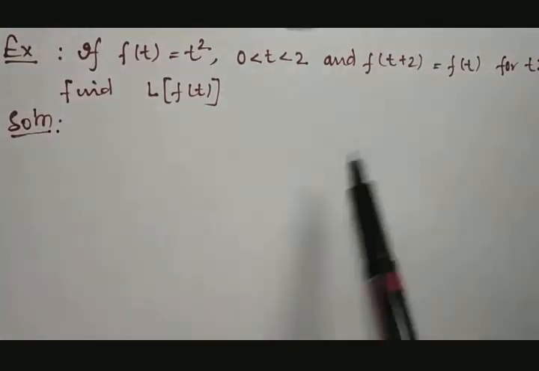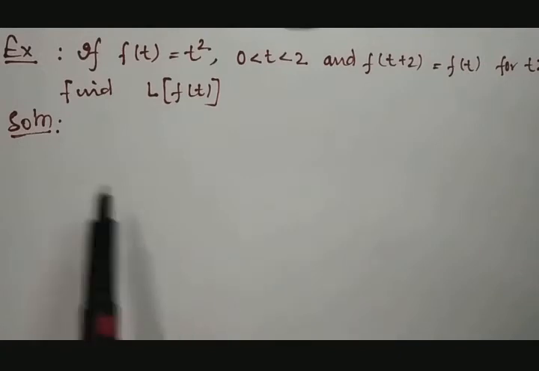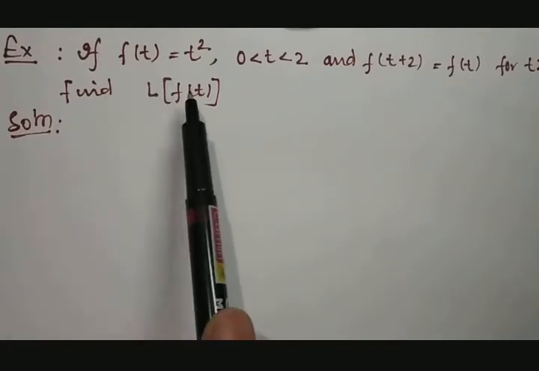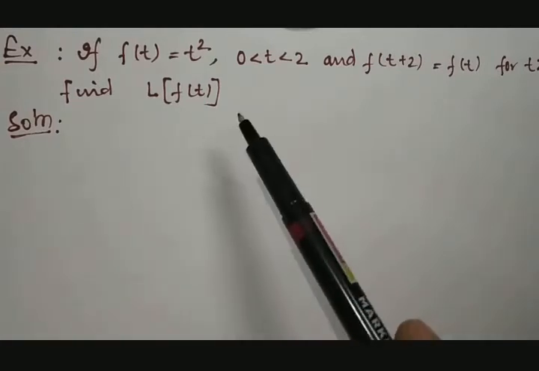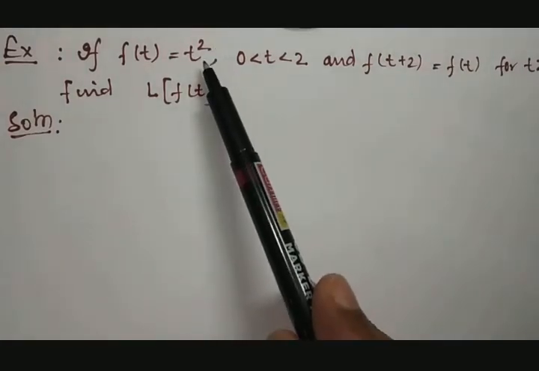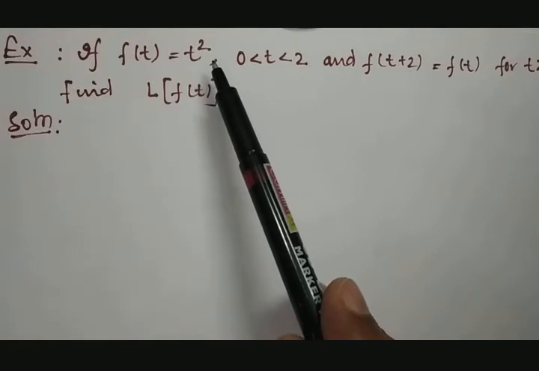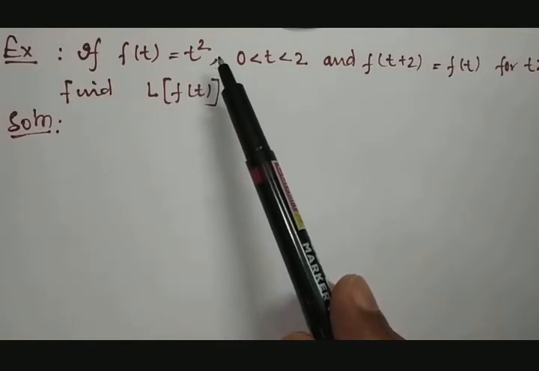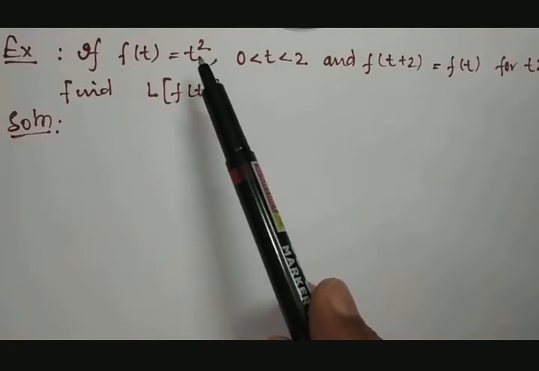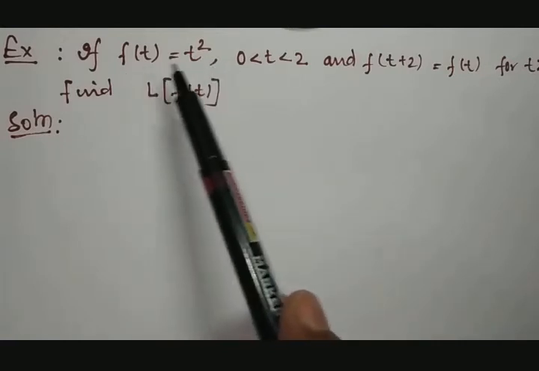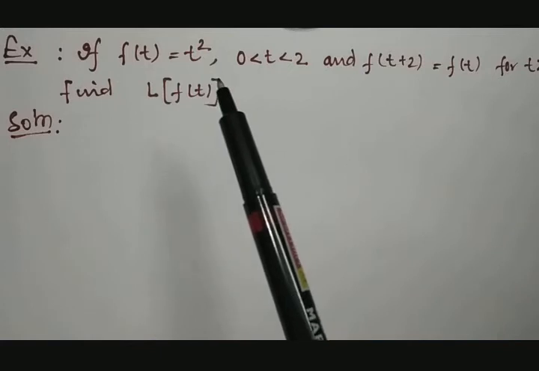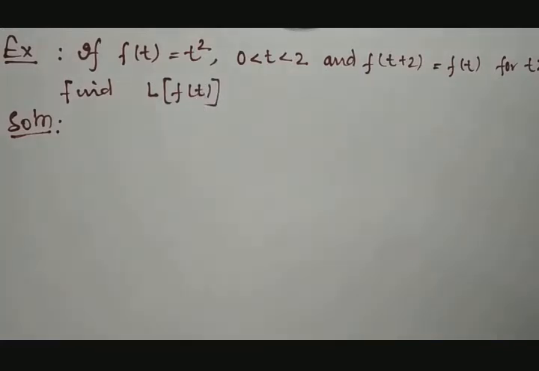If you see this example, it looks very simple. What is the question? This is the function. Find out its Laplace transformation. We know the solution for this already, because in previous classes we have already solved such examples, where we found the Laplace transformation directly, where t raised to n is there. What is the solution for that?